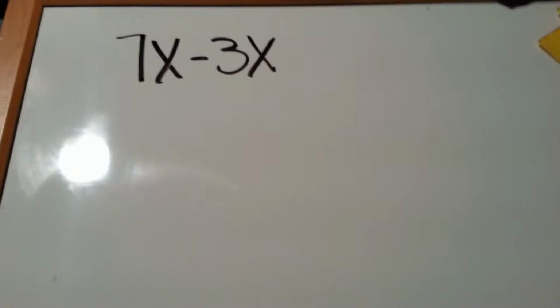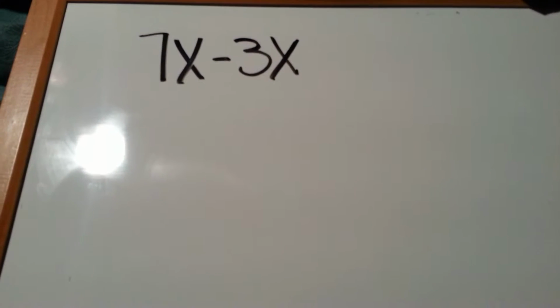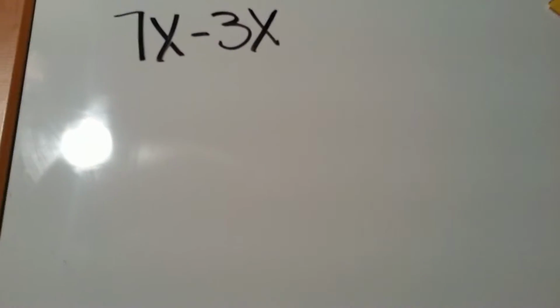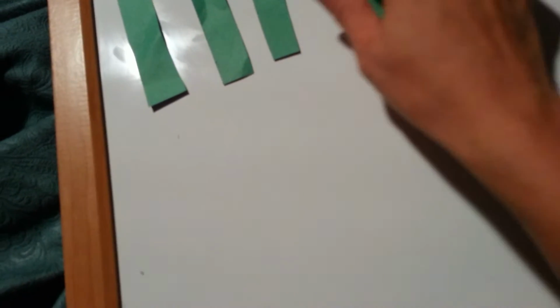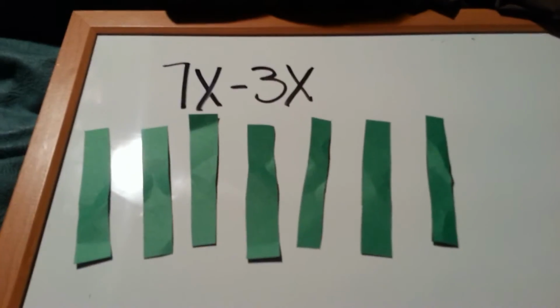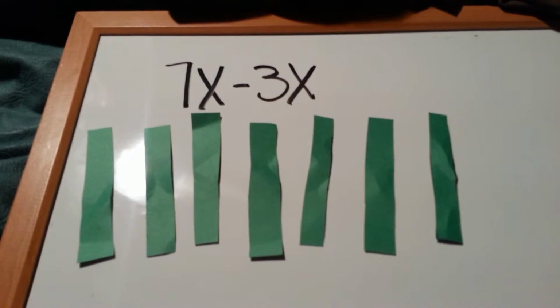Okay. The next problem we're going to do is a subtraction problem, and it's going to be 7x minus 3x. And again, we're just using our x values. So the first thing you do is grab your 7 x's. Okay, I've got my 7 x's there.